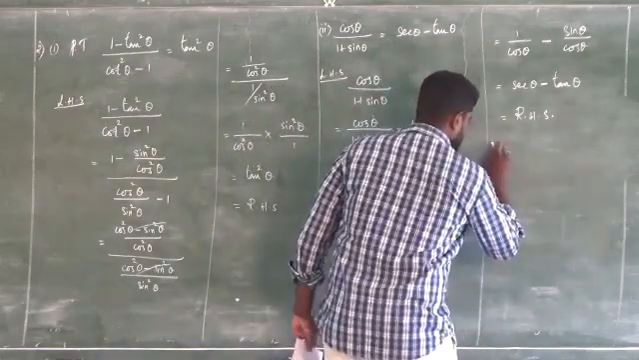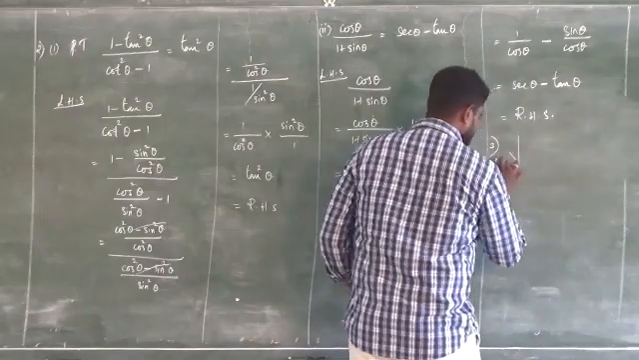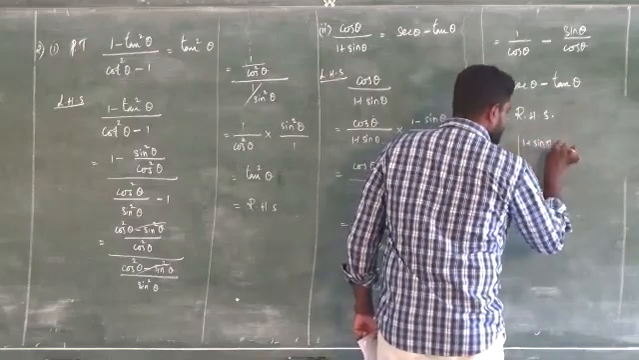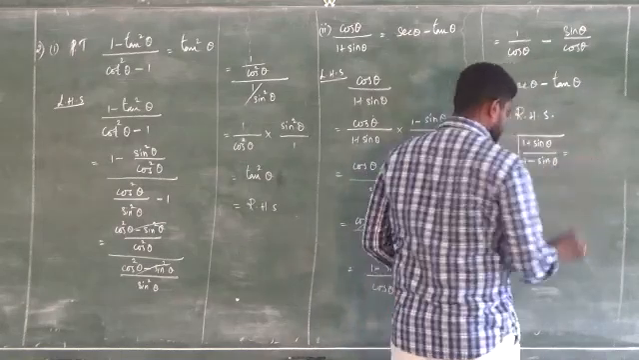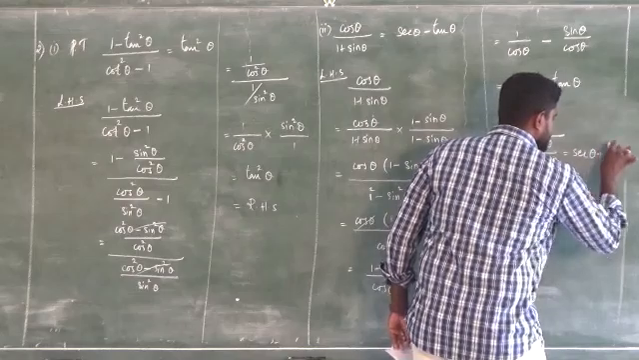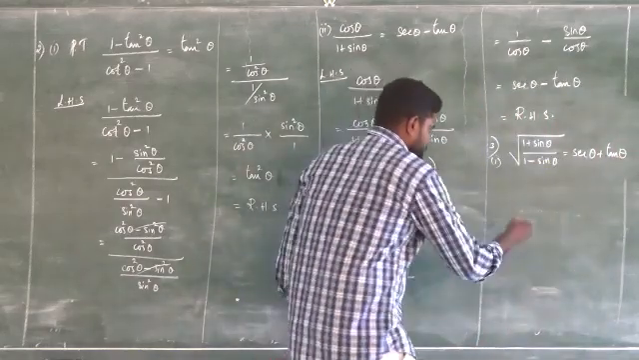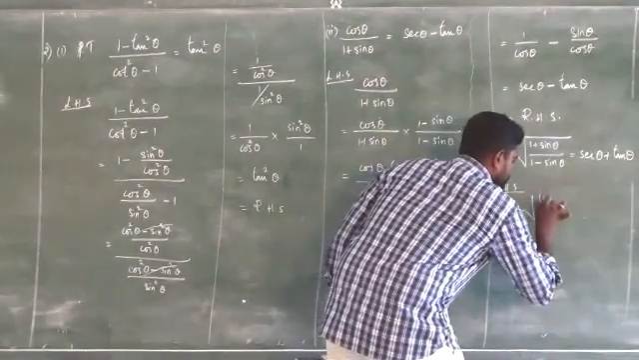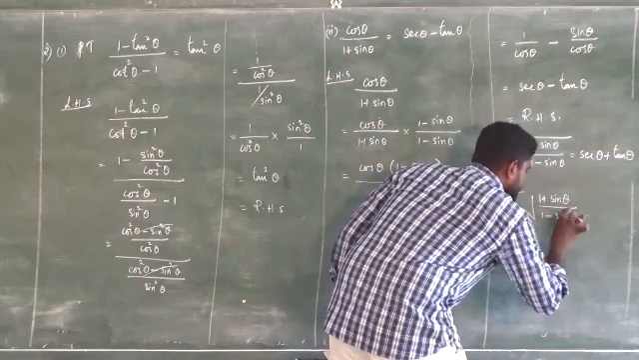Question number 3. Prove that, first subdivision, root of 1 plus sin theta by 1 minus sin theta is equal to secant theta plus tan theta. So take LHS. LHS is root of 1 plus sin theta by 1 minus sin theta.